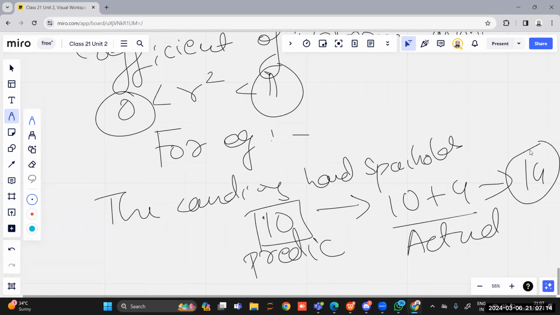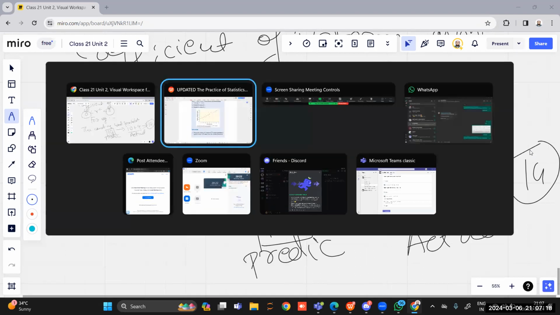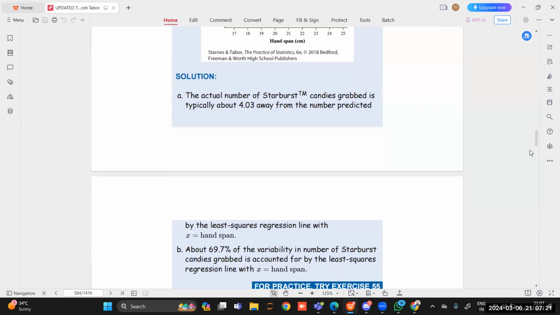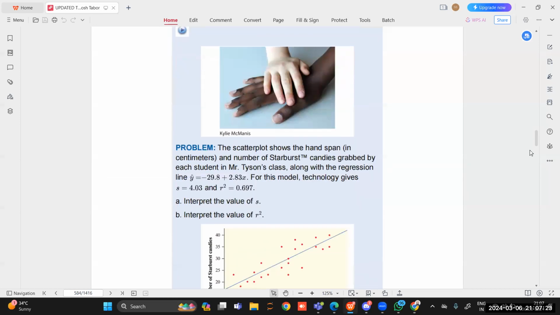What is S showing? How has he interpreted it? Did you get that? I definitely got that. Yes. So come on, interpret the value of B. Interpret the value of R square. Come on, fast. Interpret it. All right, I'll do that.